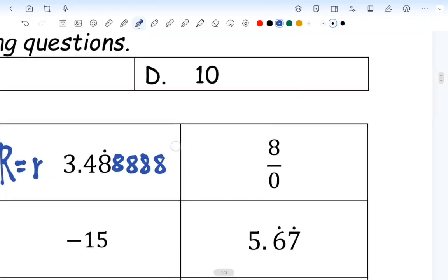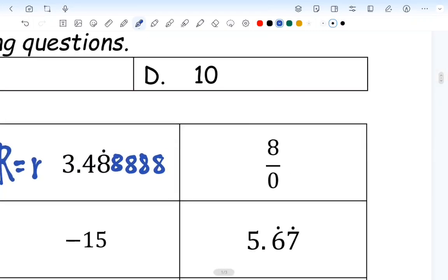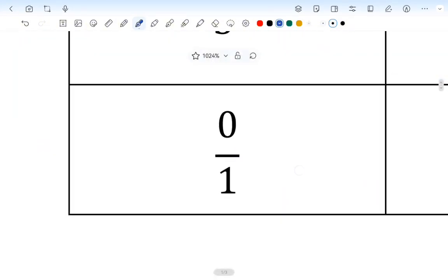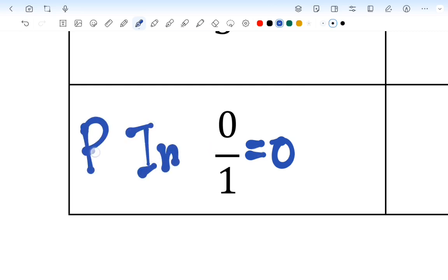Now we have 8 out of 0. A fraction with a value of 0 on its denominator is irrational. However, we have a 0 out of 1. If we have here 0 out of 1 or 0 over 1, wherein the 0 is the numerator, which makes this equal to 0. And we know that 0 is an integer. So it is a rational number and classified as integer.